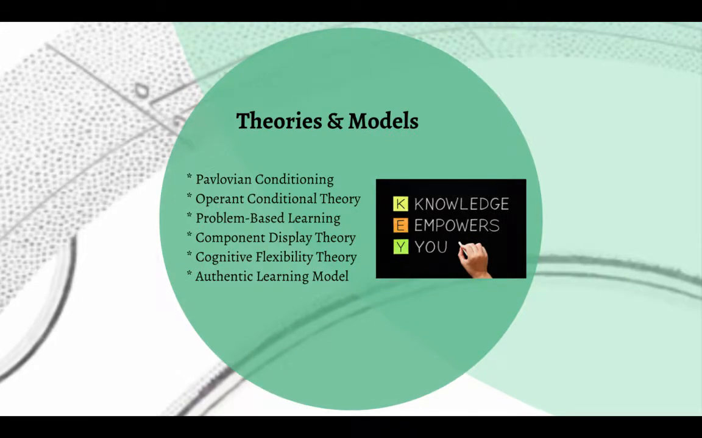Our journey starts from the beginning of the 20th century and includes the famous Pavlovian conditioning theory and Skinner's operant conditioning theory. It continues through the mid-50s, and the first time computers were used in learning environments, the influential problem-based learning inspired by Howard Barrows in the 1960s, David Merrill's component display theory, the cognitive flexibility theory in the late 1980s that aims to develop the learner's ability to comprehend multidimensional situations, and the launch of the authentic learning model in the late 2000s.